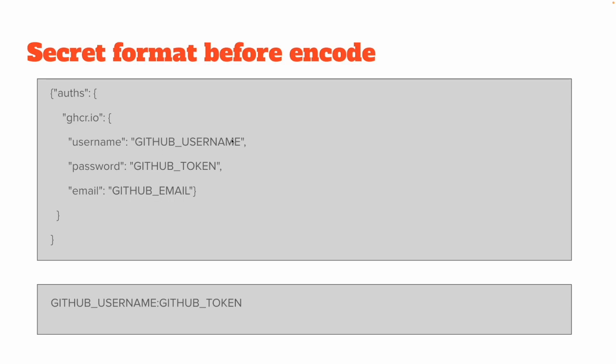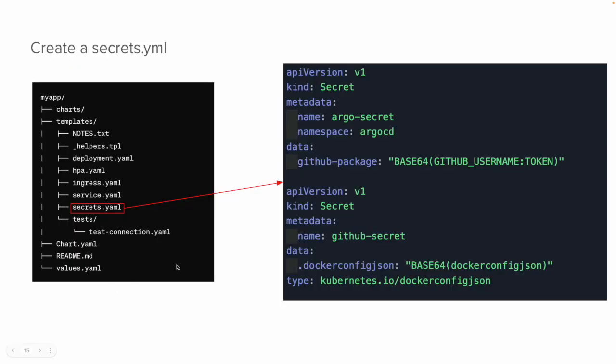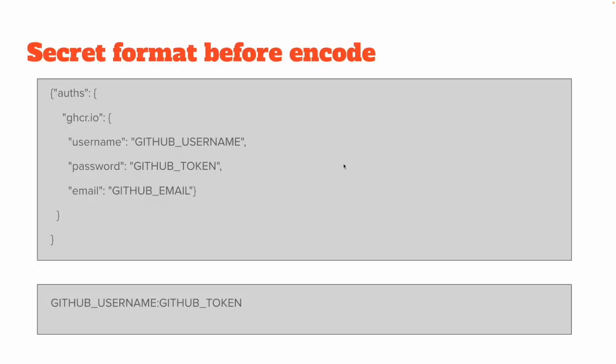So a GitHub username, a GitHub token, and a GitHub email, and then we're going to copy this and encode it. And next is the key for the GitHub package. What we need is your GitHub username, then a colon followed by your GitHub token. Then you copy the text and encode it.